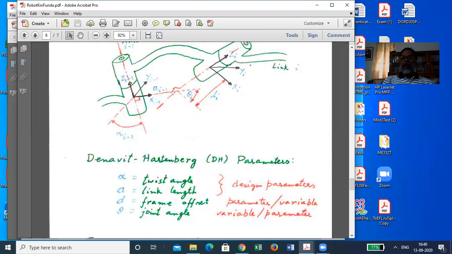And then, if you traverse along the same z axis through this distance d i, which is called the frame offset. Why the frame offset? Because the common perpendicular was here, and the next frame could not be put there; it was put here. So this is the frame offset.